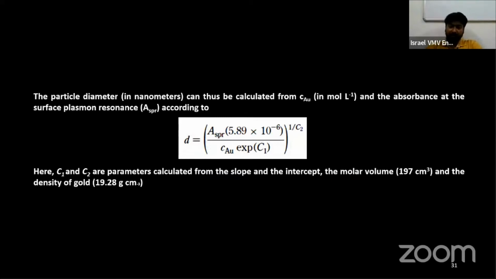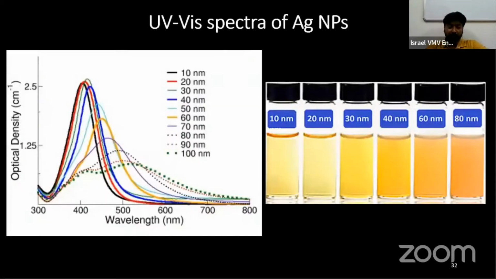You can calculate the particle diameter also from the absorption spectrum. You calculate the concentration, the exponential of concentration you fix, and the absorption you substitute. You can calculate the diameter of the nanomaterial, the nanoparticle.